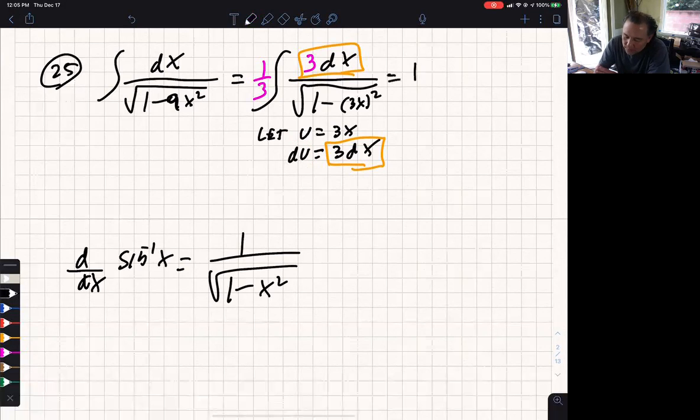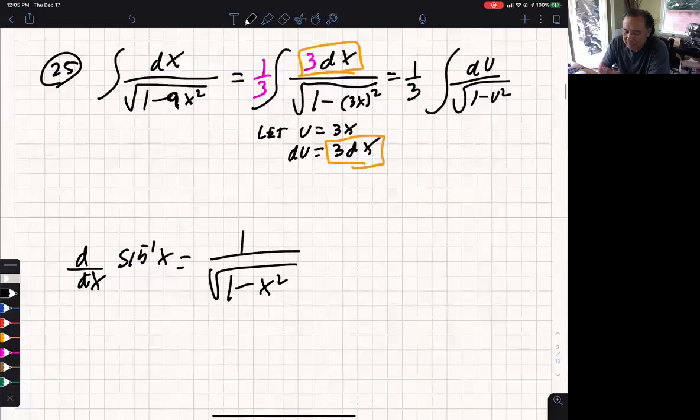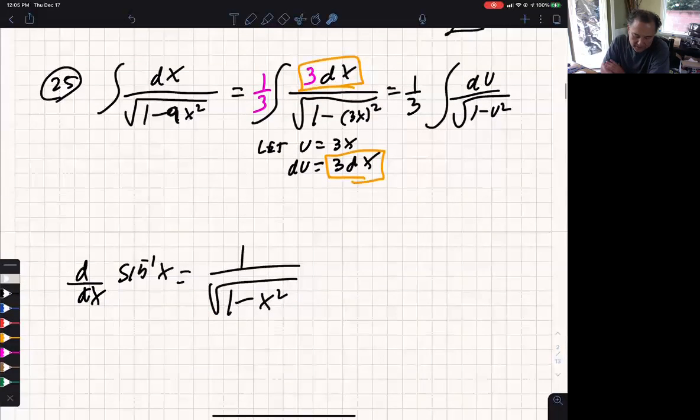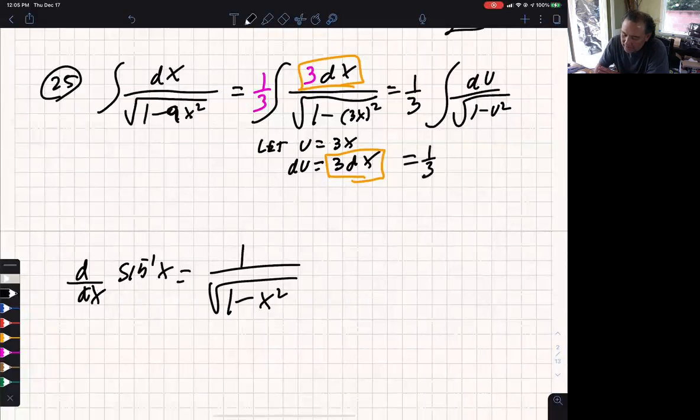And so this becomes 1/3. That whole top becomes du. And the bottom becomes square root of 1 minus u squared. And now that fits the pattern that we learned back in chapter 3. So the antiderivative of that would be the inverse cosine of u plus c.